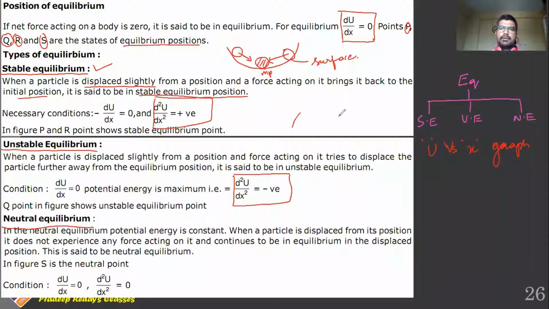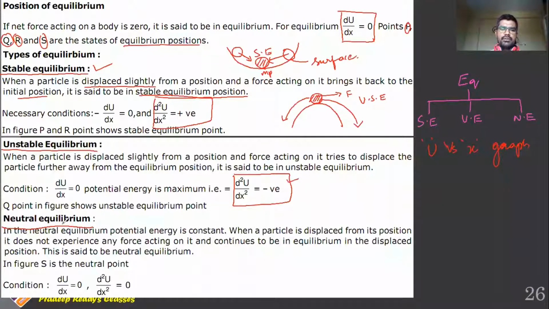For example, this is a hill and you have an object here. This is a ball. If you just disturb this object by some applied force, this body would fall down in either direction, the left side or the right side. It again does not regain its own position. So this position is said to be unstable equilibrium, and this bottom position is said to be stable equilibrium. So these are the two different types of equilibrium, stable and unstable. The condition for unstable equilibrium is d square u by dx square is negative.